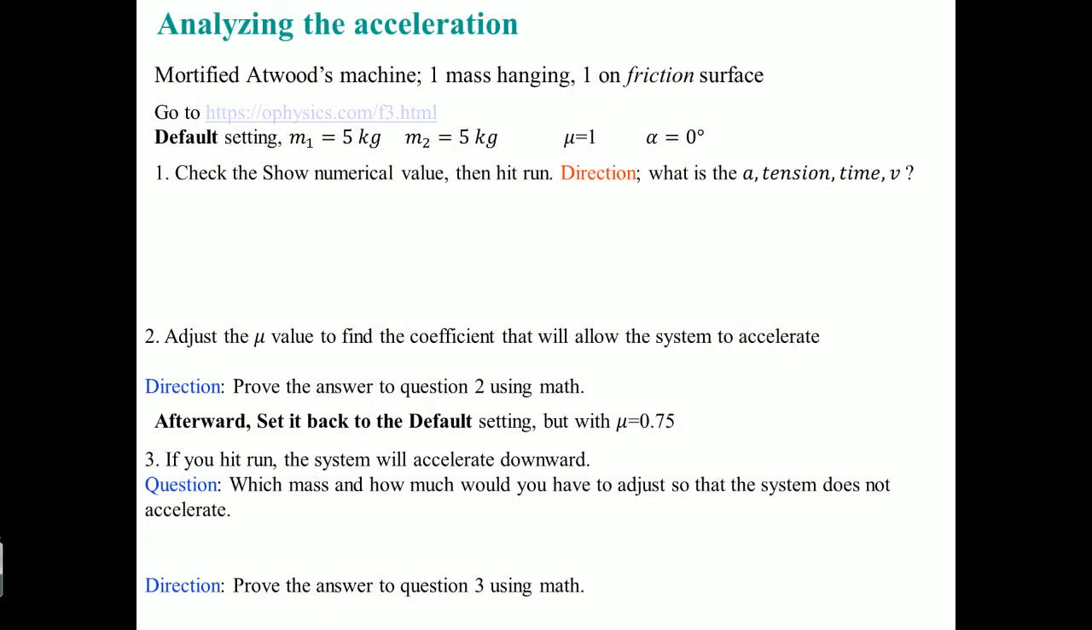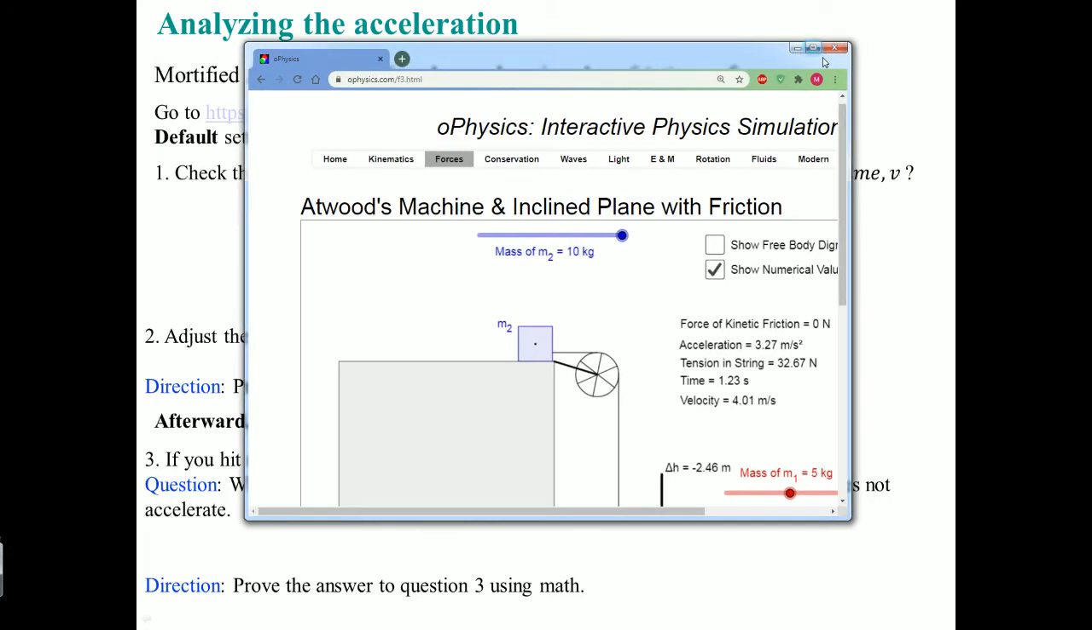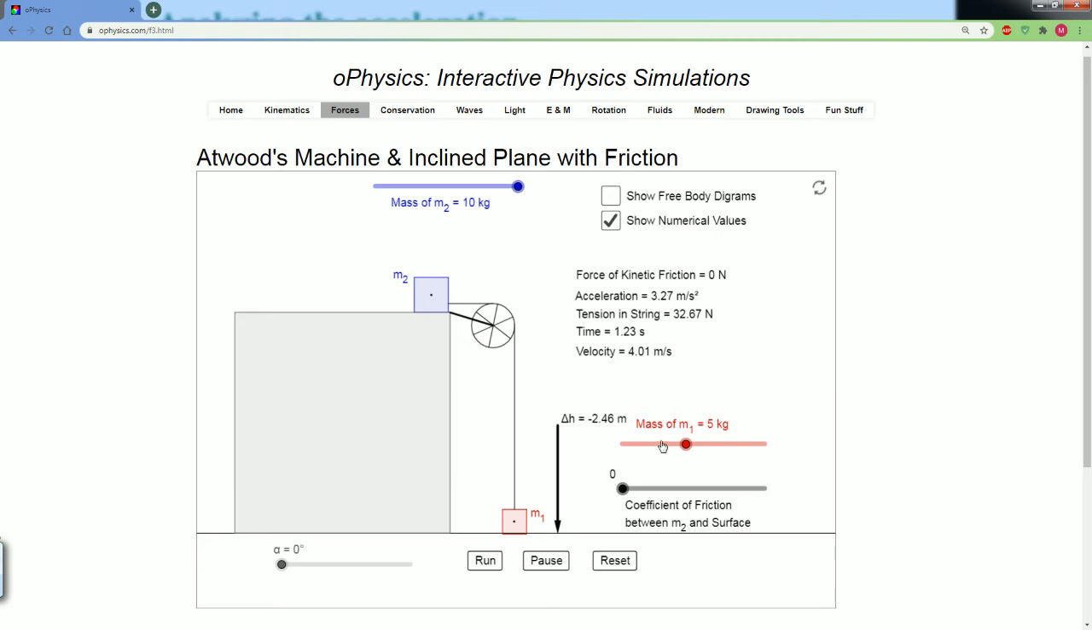All right, so now let's go back to our problem, and we are going to do a couple things. Let's go to the website. It says here, we want M1 to be 5, M2 to be 5. Mu equals 1, and the angle here is still equal to 0. All right, so hit run. Okay, click show free body diagram, show numerical value, and hit run.